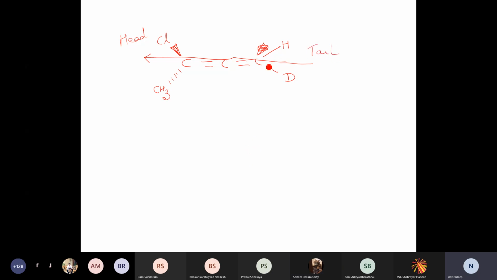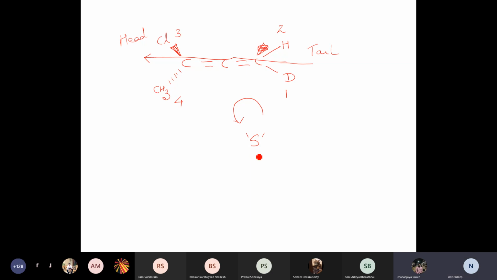So where does the numbering start now? Numbering starts from the tail side, so this will be 1, 2, and then this will be my 3, and this will be my 4. So it will be 1, 2, 3, 4. What direction is this now, clockwise or anti-clockwise? Anti-clockwise. And the lowest priority group is in dash, so I don't want to change the stereochemistry. Any doubt?